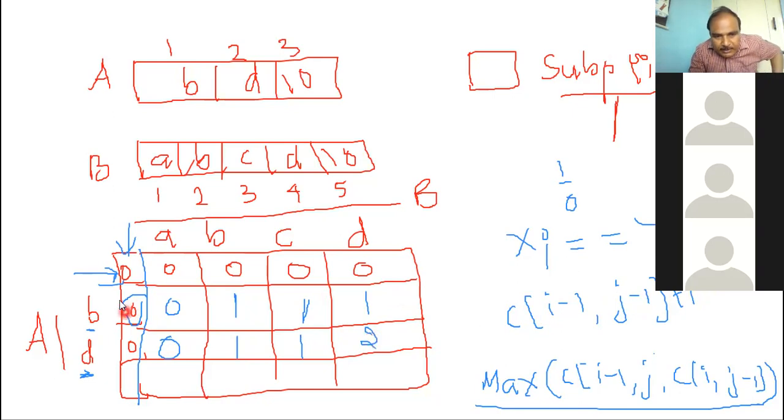Similarly here also we can see: this B is compared to B. When there is a match, we got this 1. How did we get the 1? Because 0 plus 1 is 1. Understood?